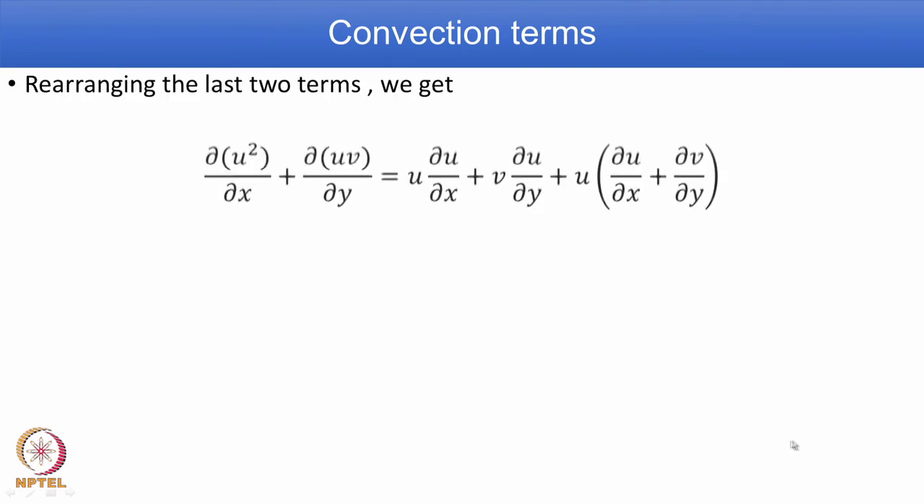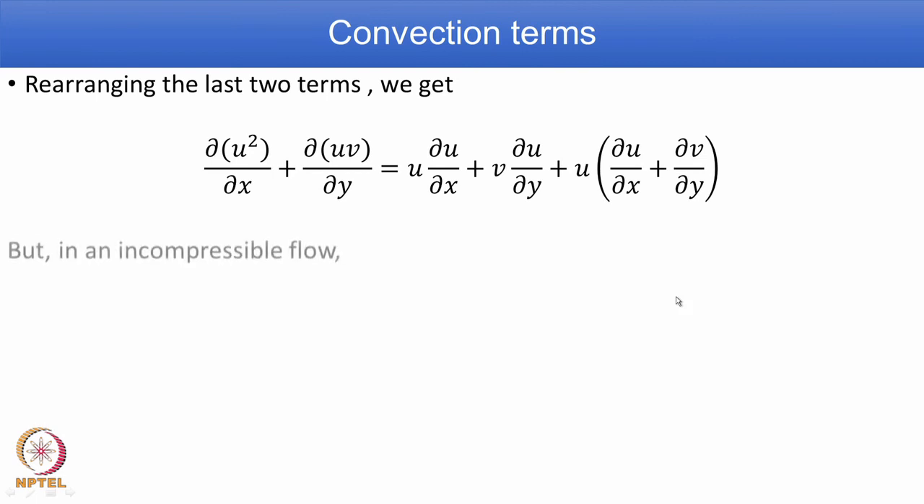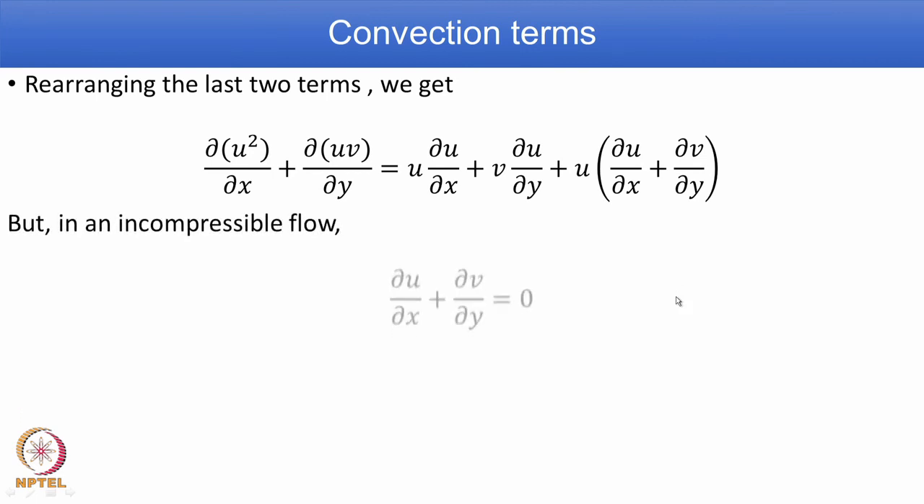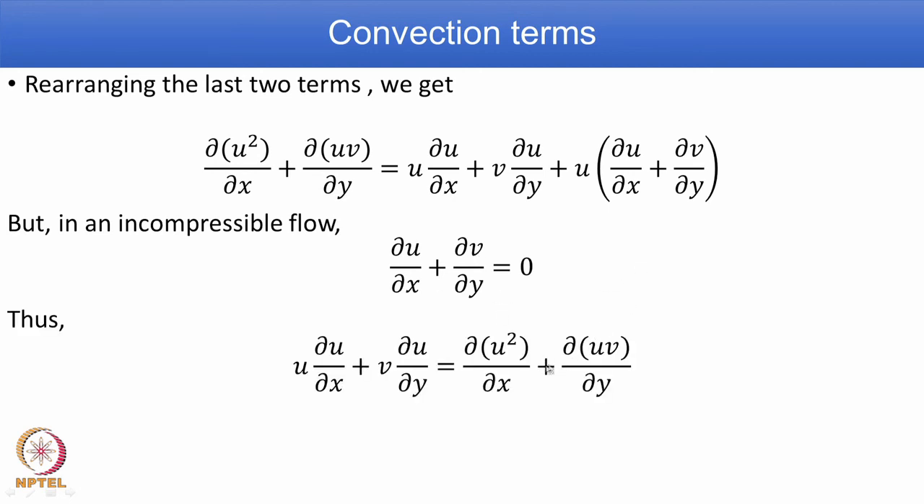We rewrite that equation again as shown here, but in an incompressible flow we know the continuity equation for two dimensional flow as shown here, dou u by dou x plus dou v by dou y equal to 0. Hence, the rewritten form of the convection term, that is dou by dou x of u squared plus dou by dou y of u v, is the same as u into dou u by dou x plus v into dou u by dou y. Hence, there is no additional term introduced because of this rewriting.